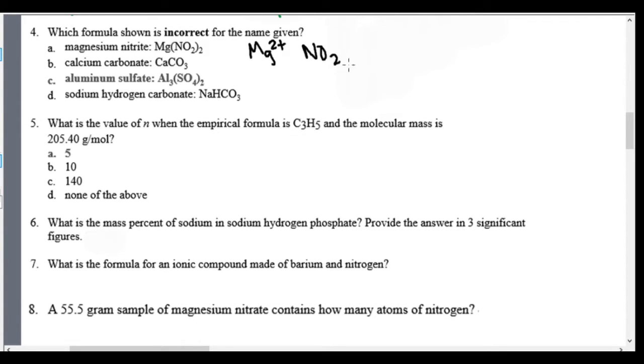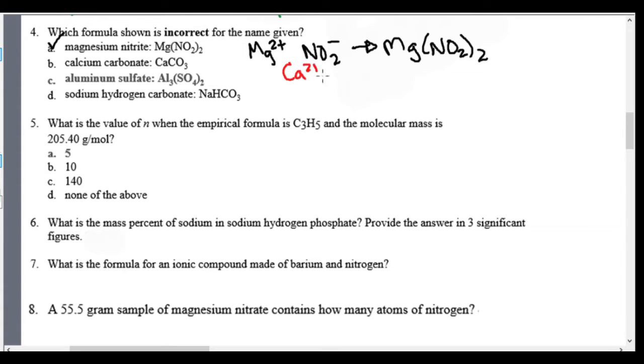Okay, so we want to look at calcium carbonate now. That's Ca2+ and CO3 2-. Put those together, that's CaCO3. That's correct. That matches what we have there.